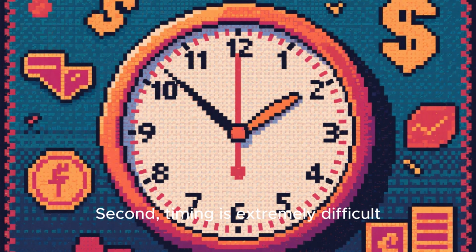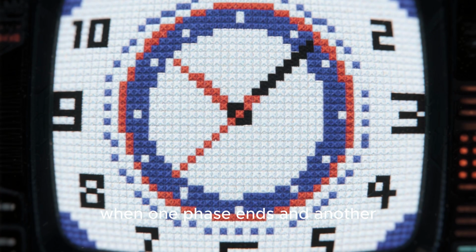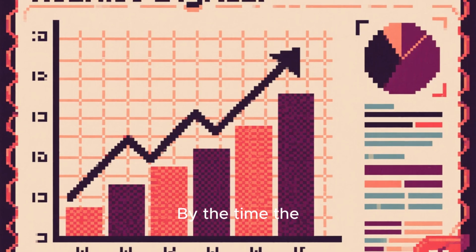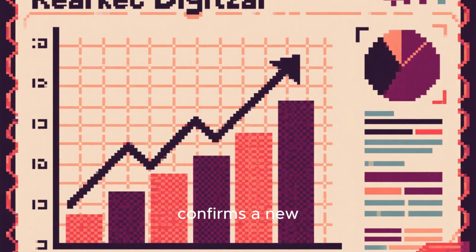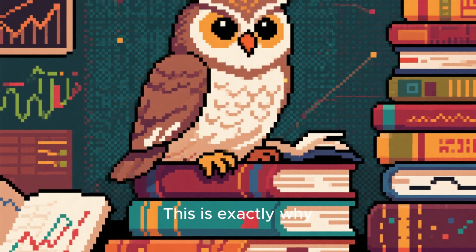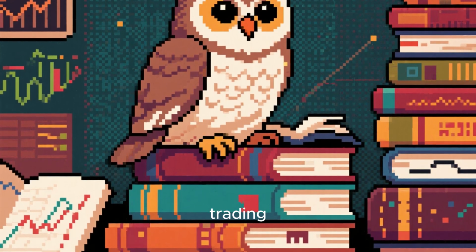Second, timing is extremely difficult. Identifying exactly when one phase ends and another begins is nearly impossible in real time. By the time the economic data confirms a new phase, the market has often already moved. This is exactly why the tilt approach is much wiser than aggressive, all-or-nothing trading.